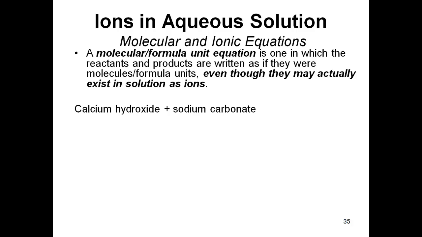So let's look at an example. Let's look at calcium hydroxide and sodium carbonate. I'm going to write the molecular equation of this. First off, you're going to write the substances as their formulas. So we've got calcium hydroxide. Calcium has a 2+ charge, hydroxide is OH-. So I need to balance that within the whole formula. So it ends up being Ca(OH)2.